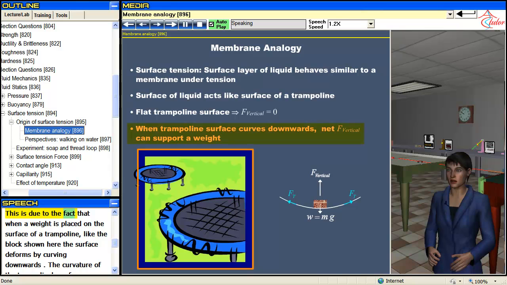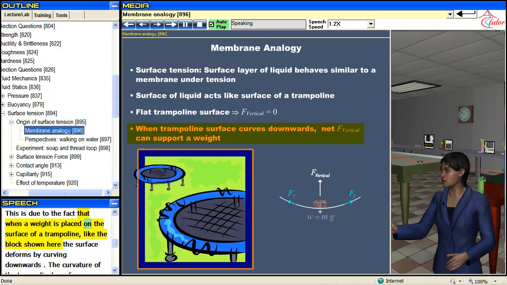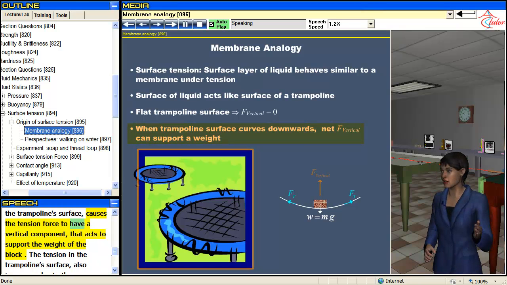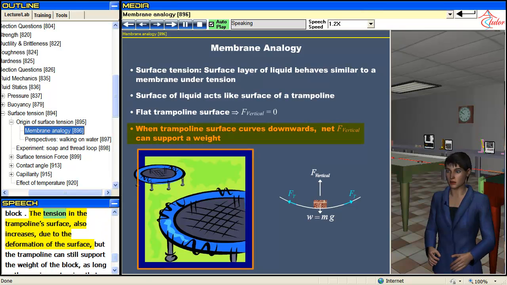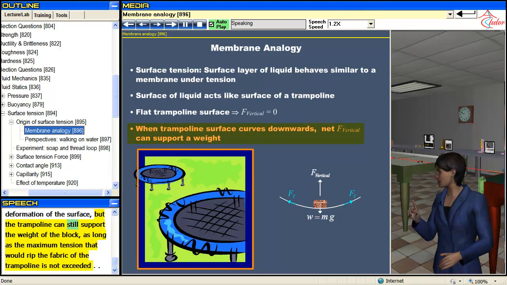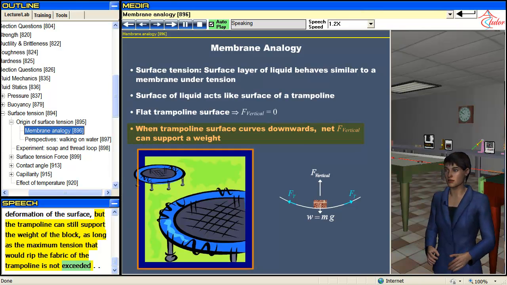This is due to the fact that when a weight is placed on the surface of a trampoline, like the block shown here, the surface deforms by curving downwards. The curvature of the trampoline's surface causes the tension force to have a vertical component that acts to support the weight of the block. The tension in the trampoline's surface also increases due to the deformation of the surface, but the trampoline can still support the weight of the block, as long as the maximum tension that would rip the fabric of the trampoline is not exceeded.